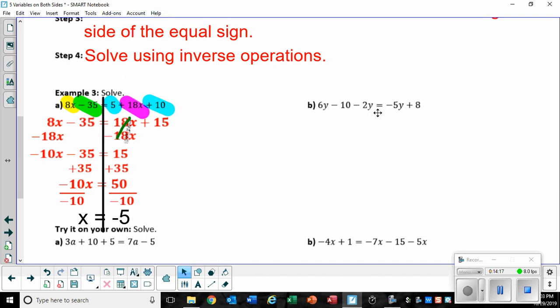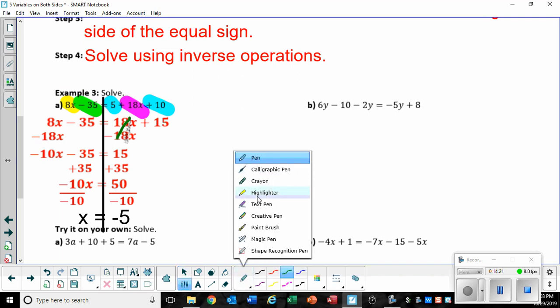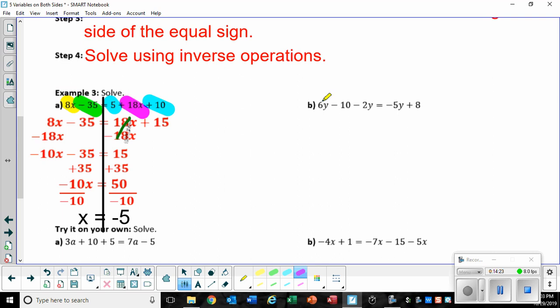Alright? Then over here, I'm going to go ahead and figure out which ones are like terms. So I check the right side. I have a 6y, and I have a -2y. So those are like terms. And I have a -10 here, but that's not a like term with anything. On the other side, I have a -5y, and I have an 8. So those aren't like terms. I can't combine them. So now I'm going to go ahead and rewrite it by combining this.